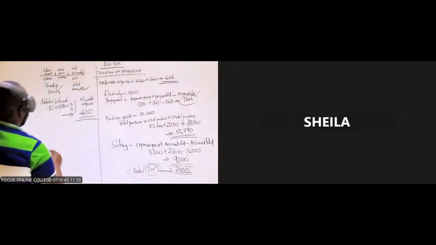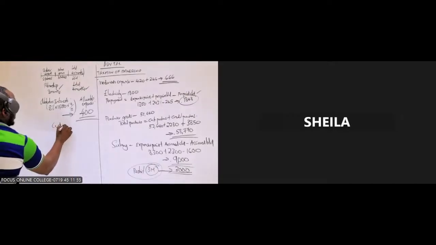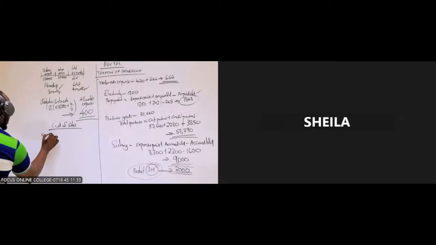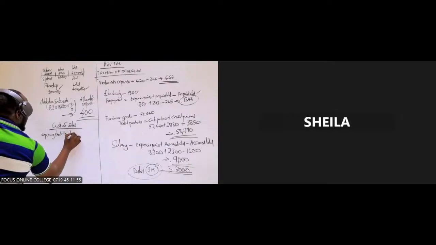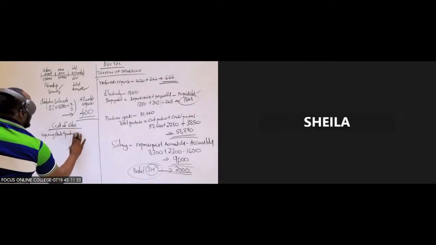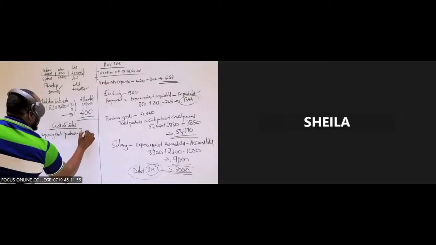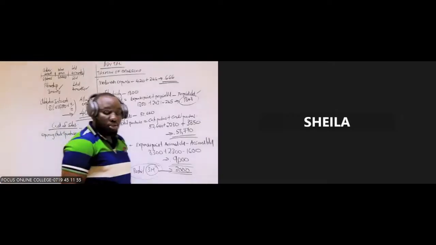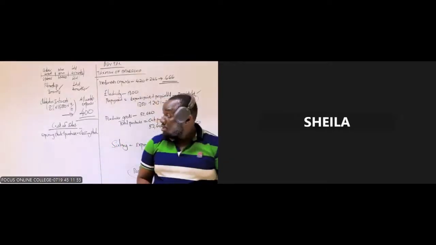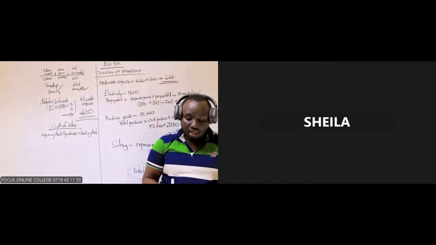So we look at this, we can get the cost of sales. How do you get the cost of sales in this? We'll have the opening stock, plus purchases, minus the closing stock. Do you have the opening and closing stock? Yes. So we can get what we call the cost of goods sold.